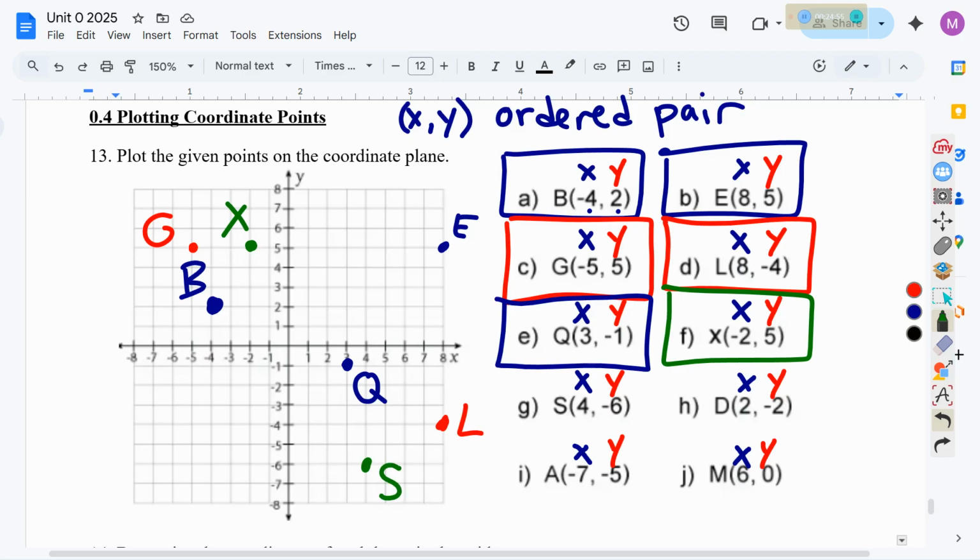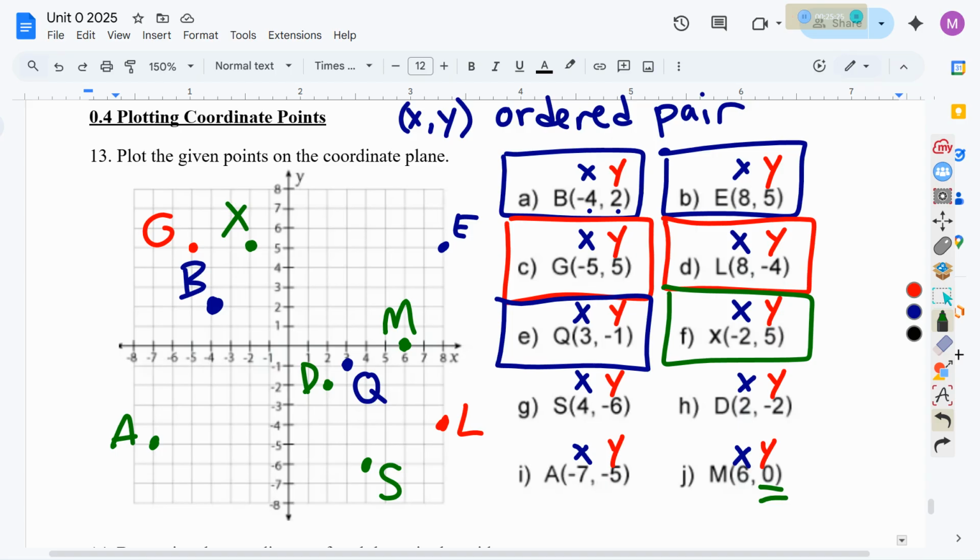Okay, we got D is 2, negative 2. So I'm going to go to 2 and negative 2. That's D. Okay, we got A is negative 7, negative 5. So I'm going to go left 7, and then I have to go down 5 to get to A. And I got M over here, 6, 0. So that means I go right 6 and then I don't go up. I go up 0. Since it's 0, I don't go up, and that means it literally stays right there, stuck to the x-axis. Okay, and I guess I could name that point M.